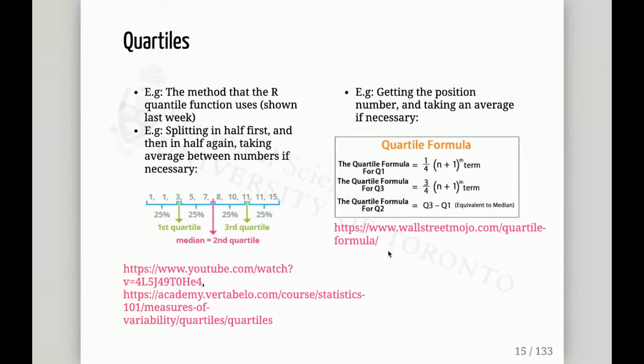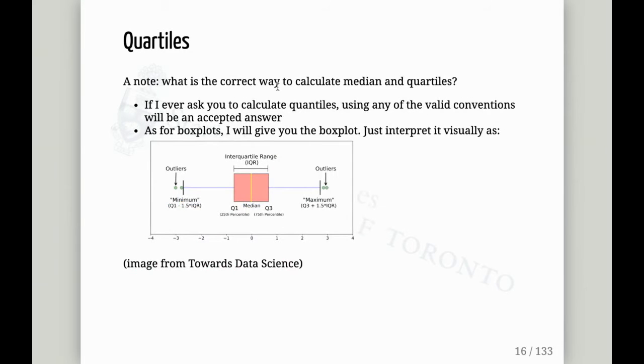Basically, I'm going to accept whichever method you want to use, because there's no fixed convention of which one's the best method to use. I will not penalize you for choosing this, this, or this. It's up to you. So which is the correct method to use? If I ever ask you to calculate quantiles, using any of the valid conventions will be accepted.